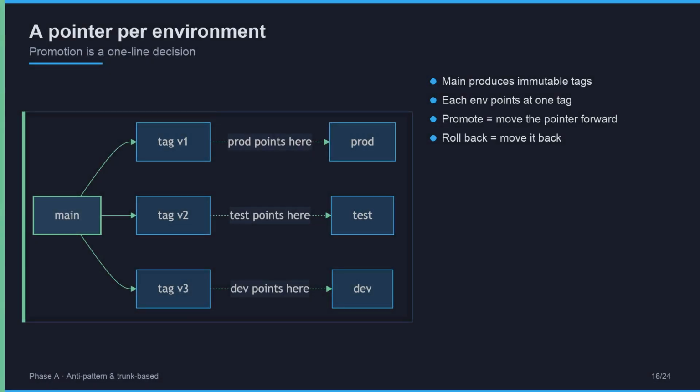See it as pointers. Main produces a stream of immutable tags. Each environment points at one of them. Dev points at the newest. Test points at the previous one, waiting for sign-off. Prod points at the one before that. Promoting to prod means moving its pointer one tag forward, a one-line decision, fully reversible, no copy-paste in sight.